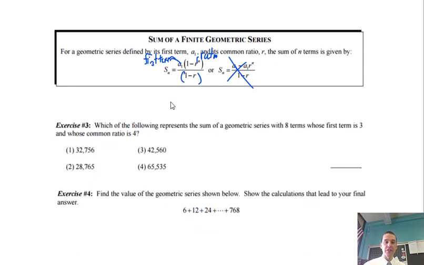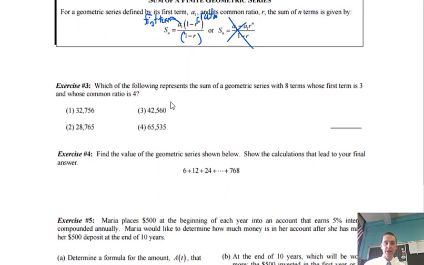So if we look at the very first question, exercise number 3, which of the following represents the sum of a geometric series with 8 terms whose first term is 3 and the common ratio is 4? So all I'm going to do is I'm looking at how many terms, 8, so S sub 8 equals the first term 3, 1 minus 4 raised to the 8th, all divided by 1 minus 4.